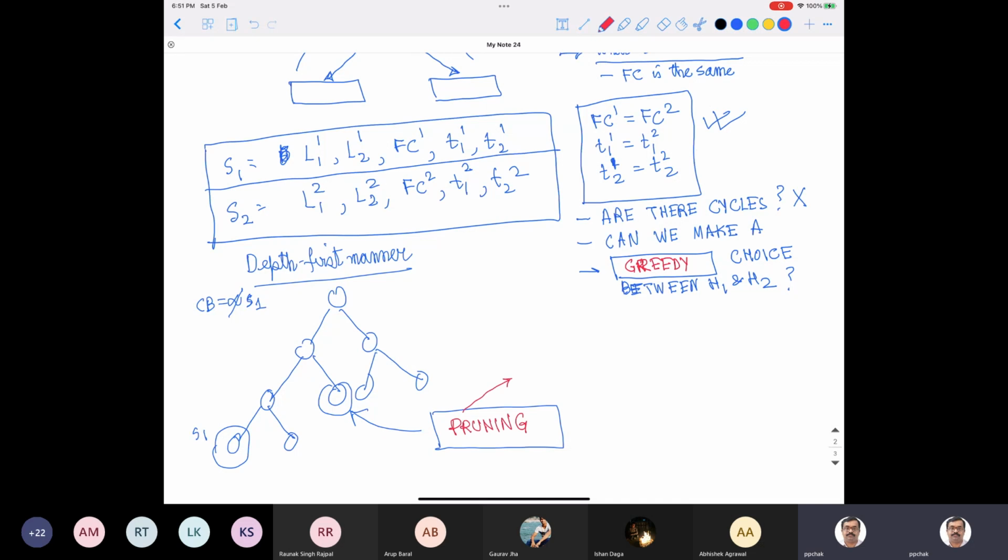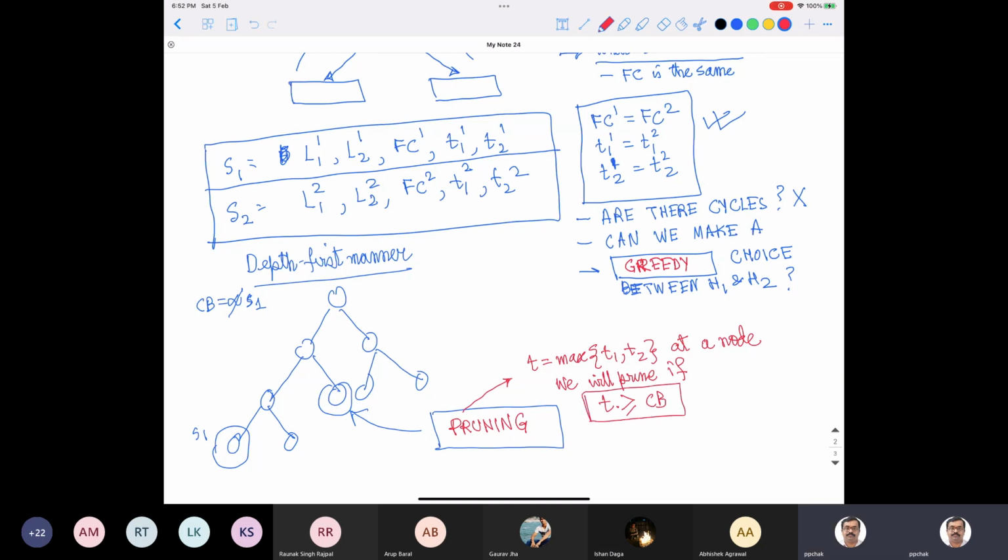And what will be my pruning condition? So let T equal to the max of T1, T2 at a node. We will prune if T is greater than or equal to current best.